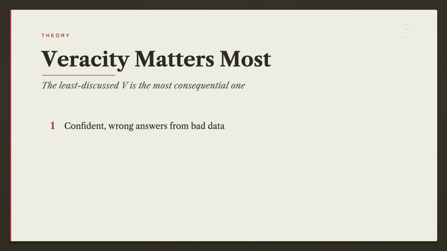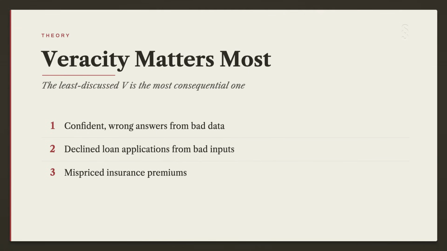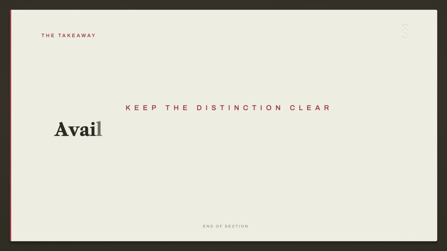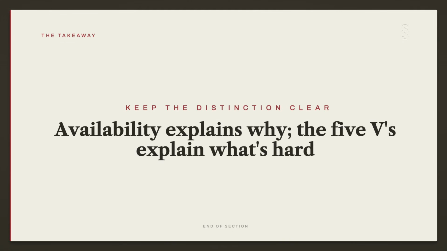Veracity gets the least attention but deserves the most, because a model trained on inaccurate data produces confident, well-formatted wrong answers. In lending and insurance, those wrong answers become declined applications and mispriced premiums, making veracity as much an ethical property as a technical one. Keep 2 ideas separate. Data availability explains why so much data exists and enabled fintech, while the 5 V's technically characterize what makes that data hard to work with.